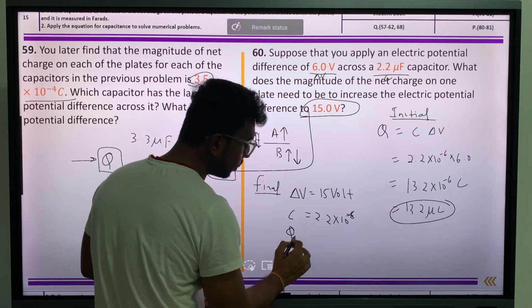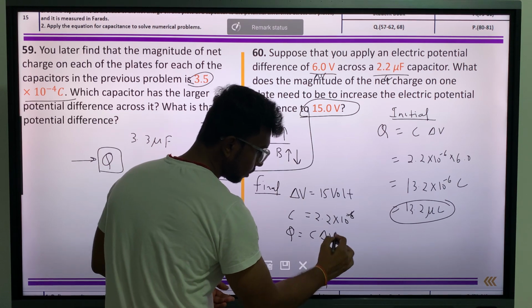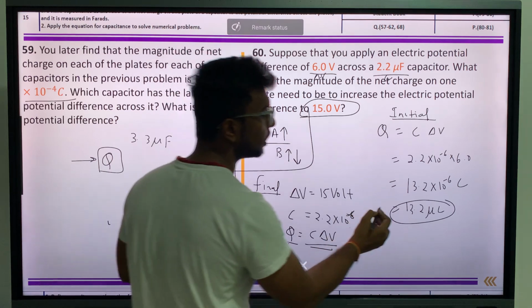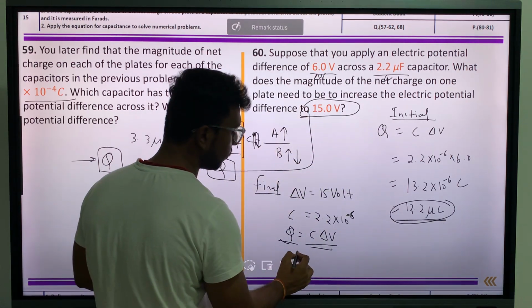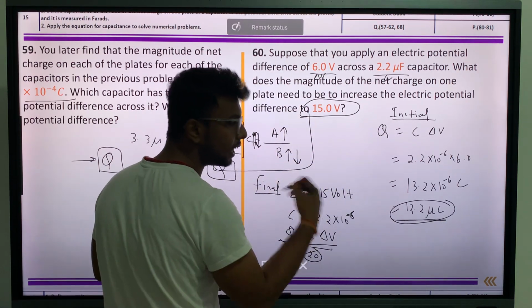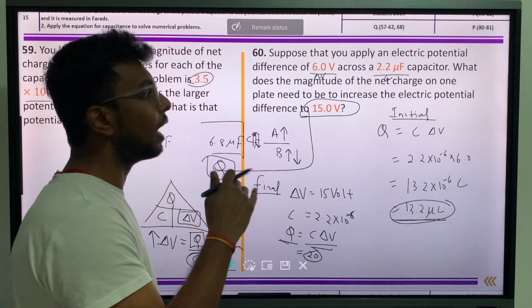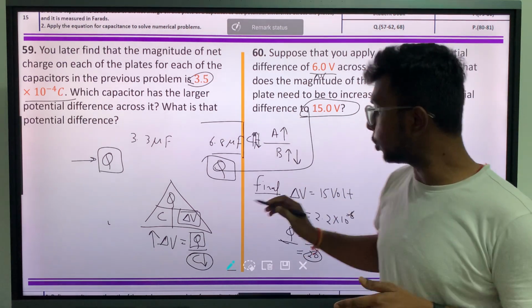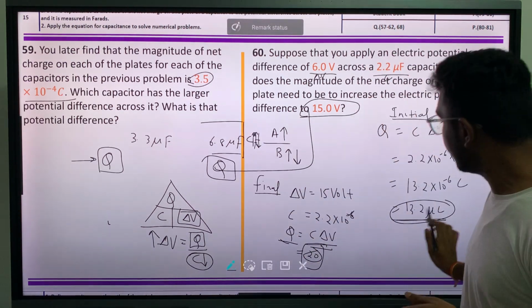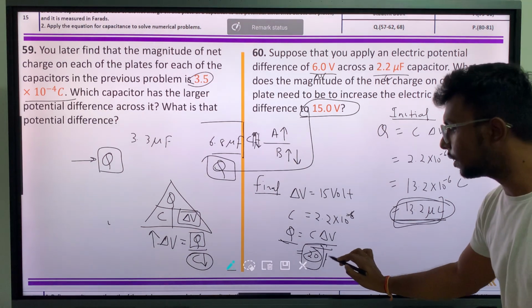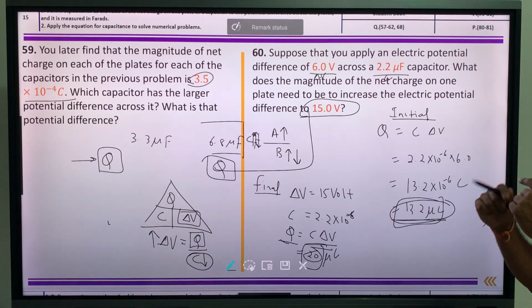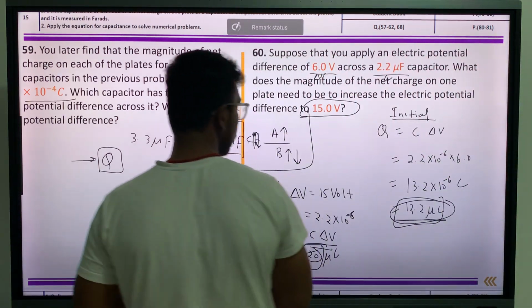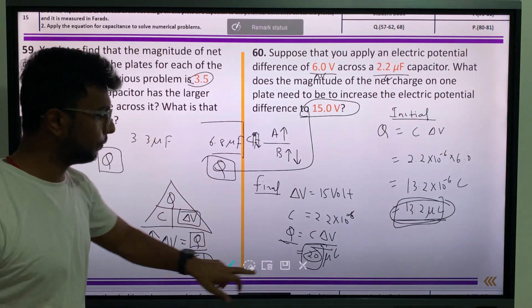So what I will do is Q equals C delta V. I will find the charge, but they are asking how much is to be increased. So imagine initially it is 13.2, and finally it comes out to be, let's say, 20. So how much did I increase? If I had 10 dirhams and I have to get to 25 dirhams, how much did I increase? It is 25 minus 10. So this is the final charge, this is the initial charge. Just subtract them. Whatever the result comes out to be is the amount of charge which has to be increased to get the final potential difference to be 15 volt.